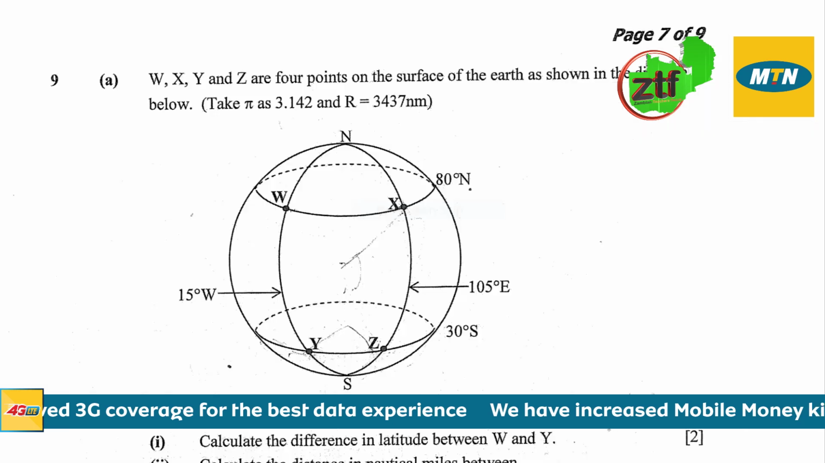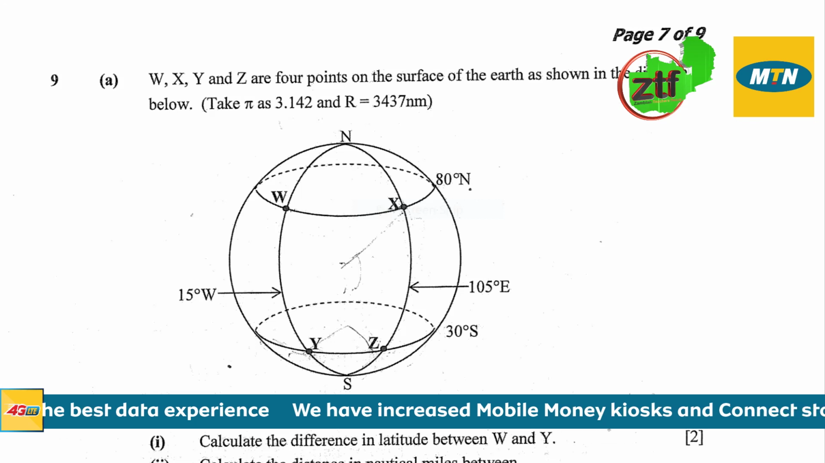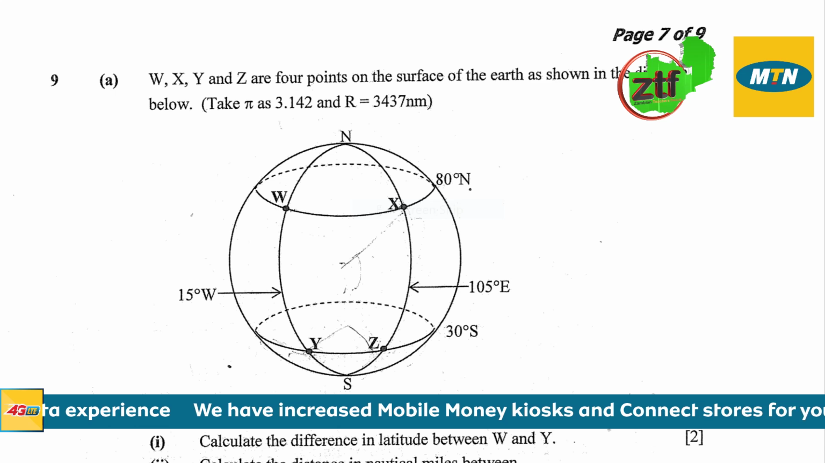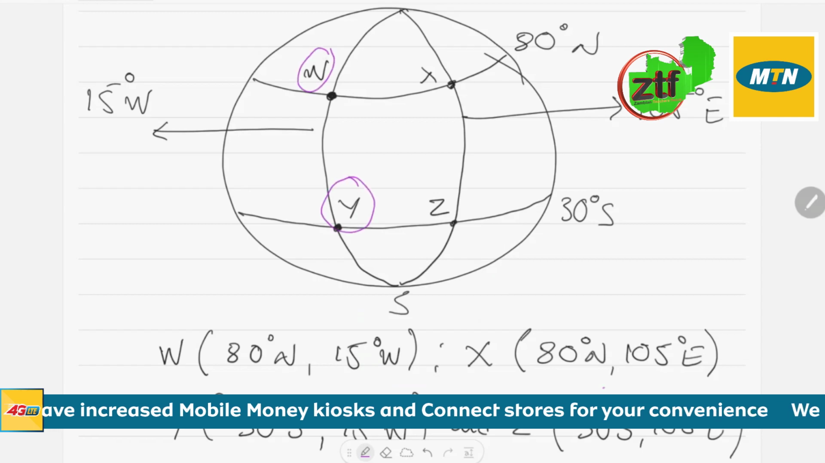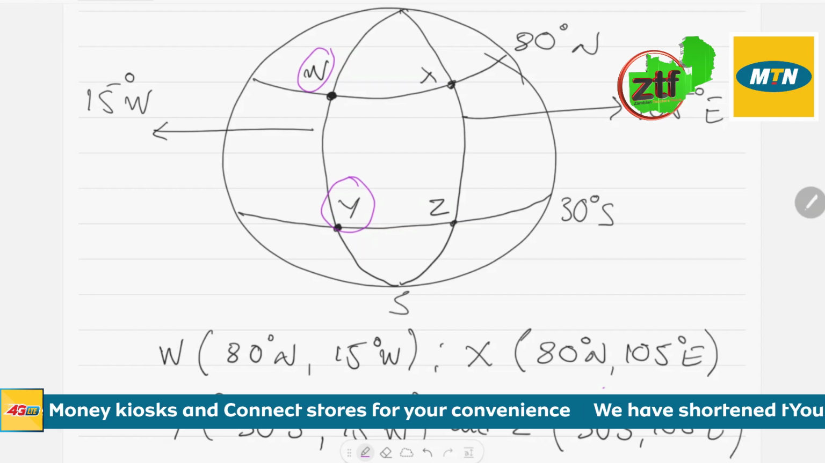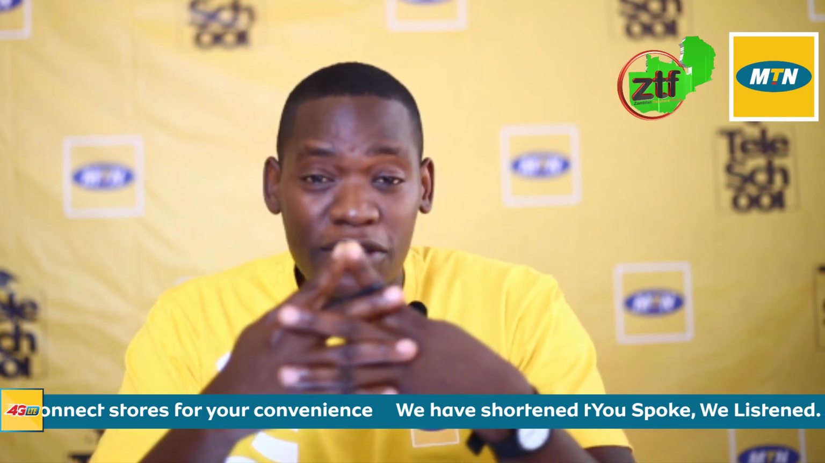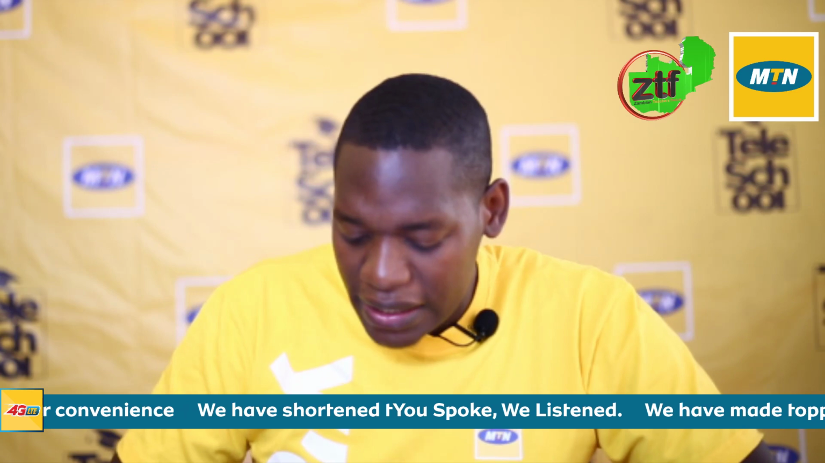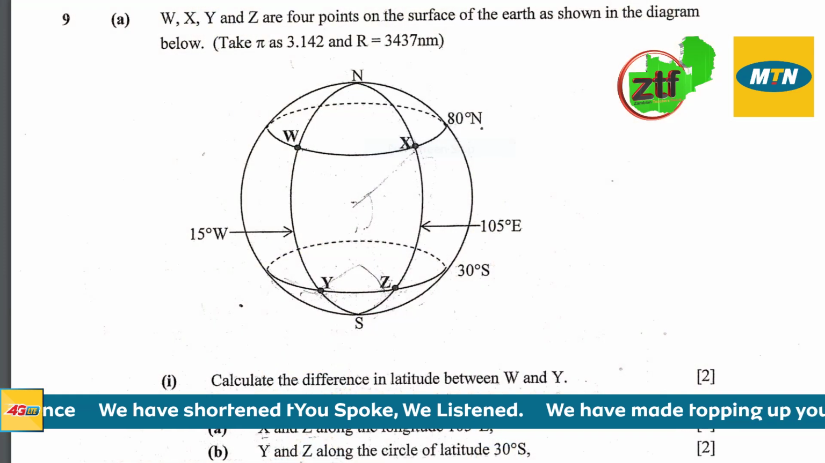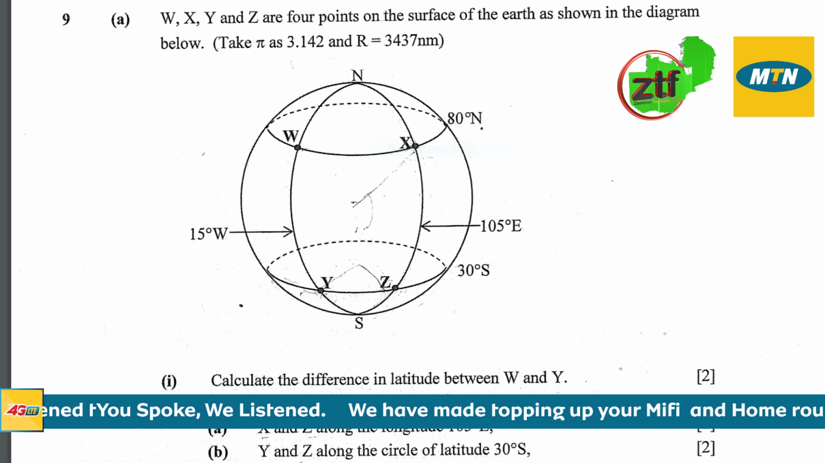When we look at the diagram here, the first question that we have to answer is the difference in latitude between W and Y. As you can see, the points W and Y are on the same longitude, which is longitude 15 degrees west. But these 2 points are on 2 different latitudes in 2 different hemispheres. Point W is on latitude 80 degrees north, and point Y is on latitude 30 degrees south. So how do we find the angular distance of 2 points in different hemispheres? We simply add the angles.